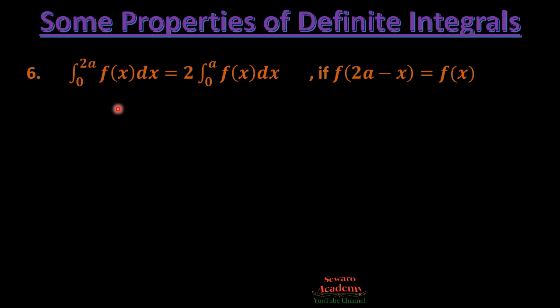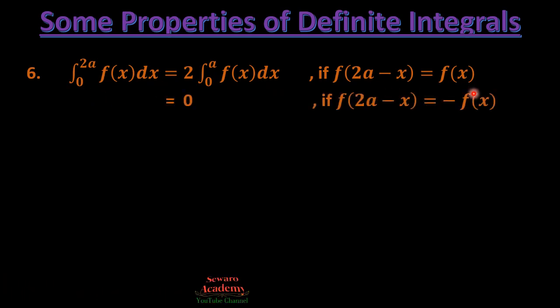Now this is our sixth property. In the function, if the variable x is replaced by 2a minus x, and after simplification the function remains as it is, then we call it an even function. For this even function we can use this form. And if the function is odd, replacing x by 2a minus x, if it is minus f(x), then we can directly write 0.